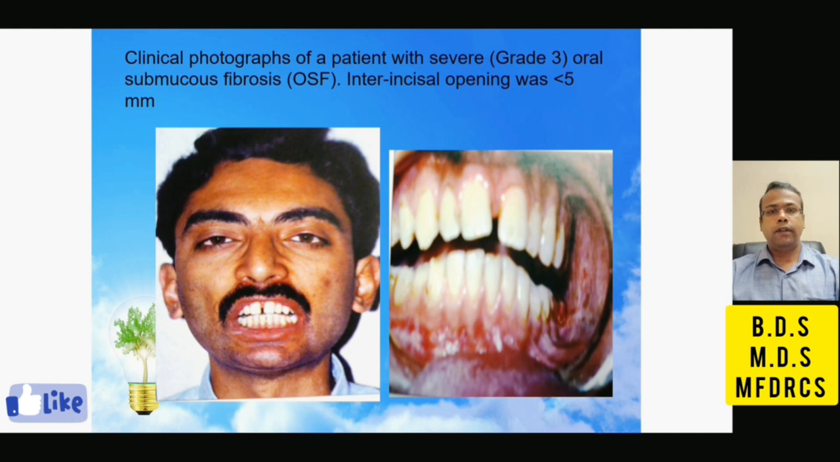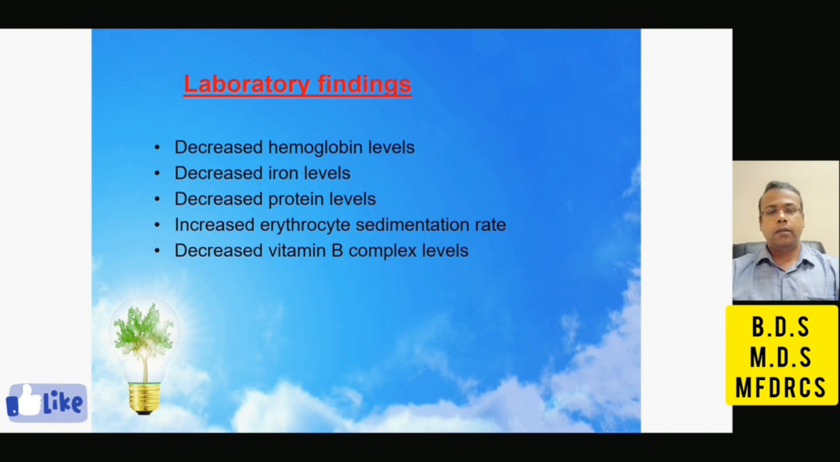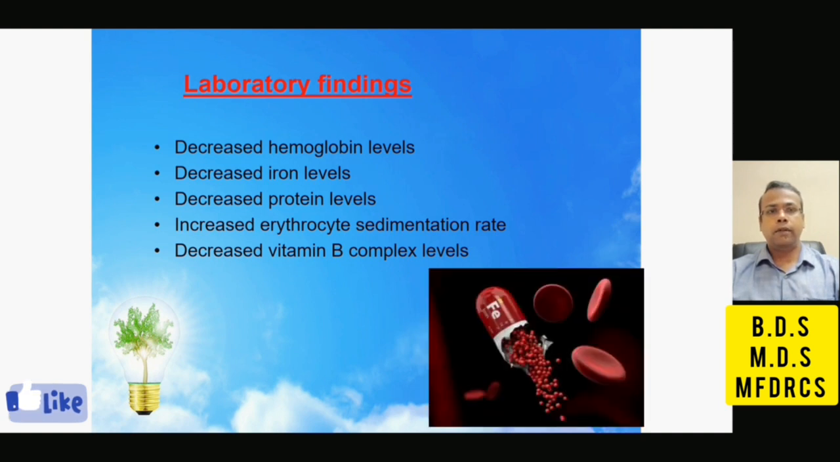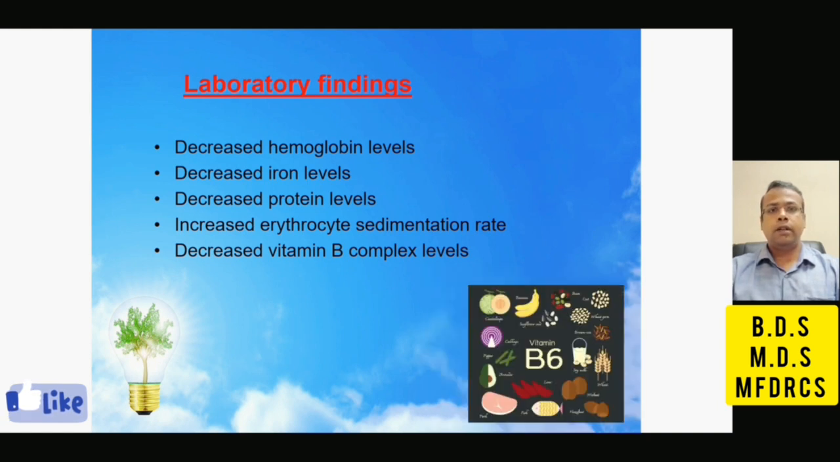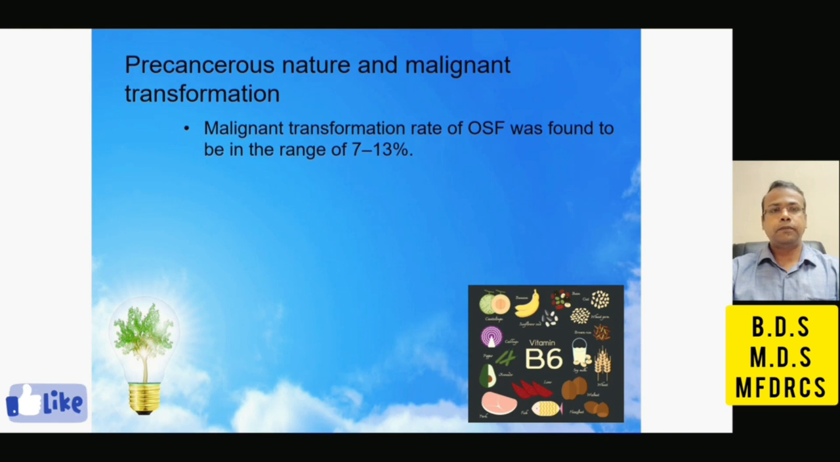The clinical photograph in this slide shows restricted mouth opening of the patient due to fibrosis of the buccal mucosa and in the retromolar region. Coming to the lab findings, there will be decreased hemoglobin levels, decreased iron levels, decreased protein levels, increase in ESR, and decreased vitamin B complex levels.